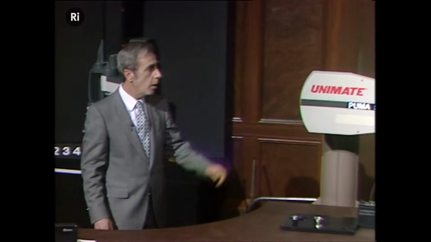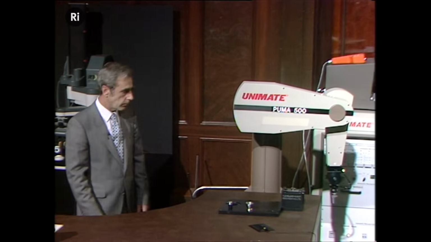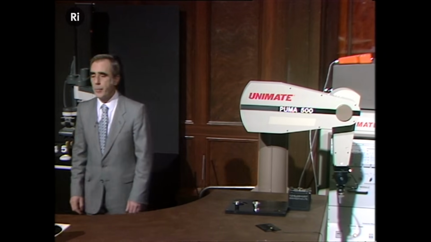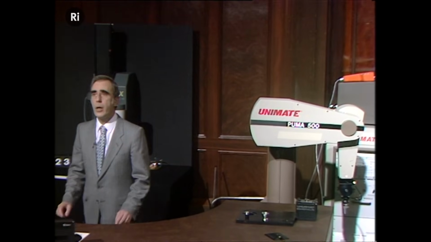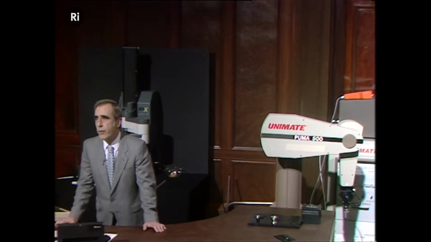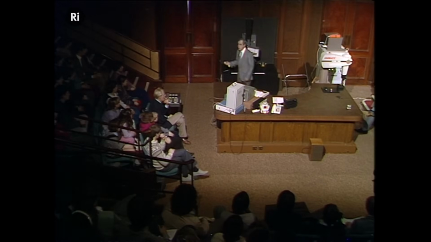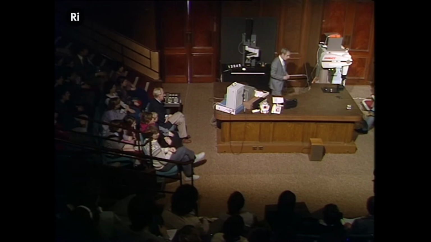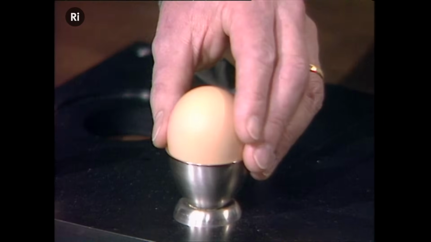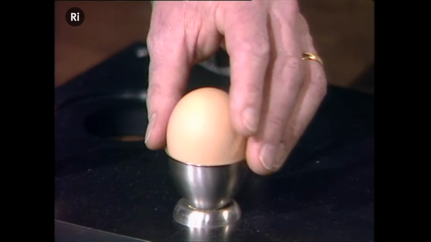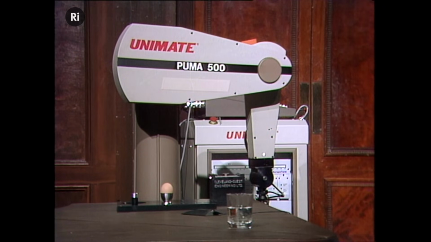Those are Puma arms, and here we have a Puma arm with us here today. We're going to ask him to do a trick that is very delicate, and we're going to use another egg. So if I pinch an egg from there, you already know that this particular Puma is fitted with a voice. So I'm going to leave him to describe the trick that he's going to do for us.